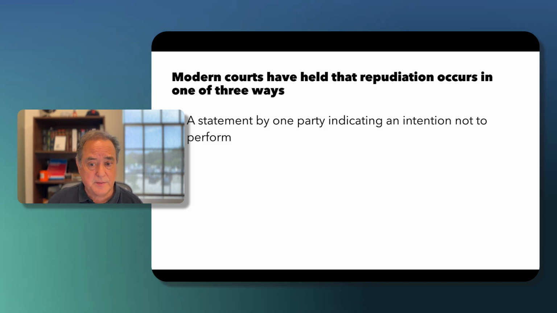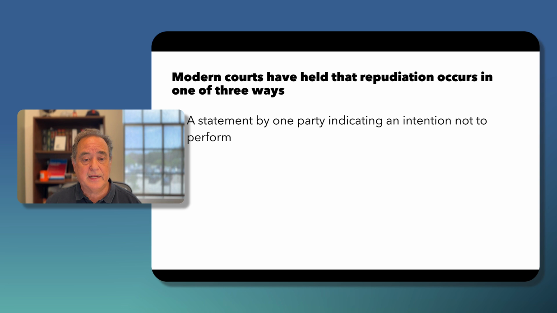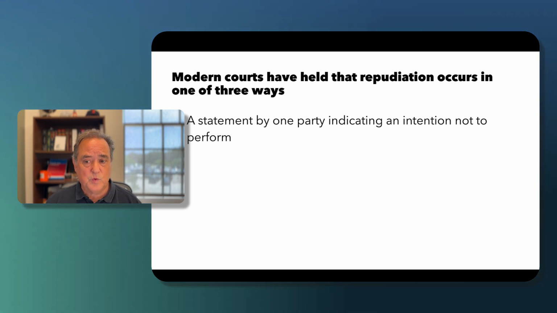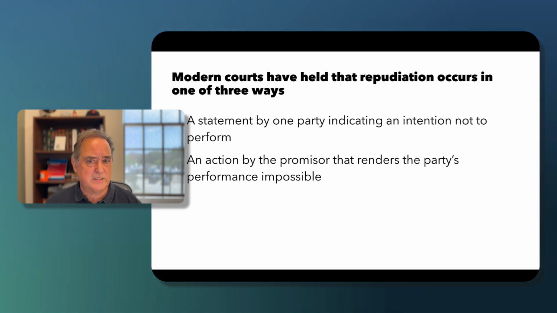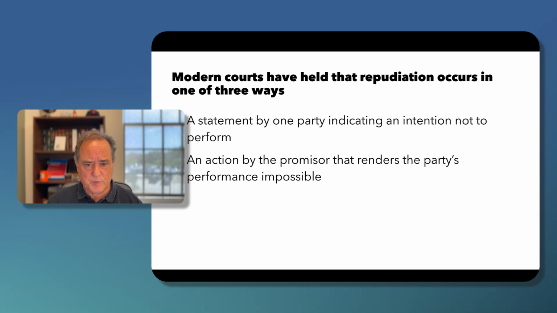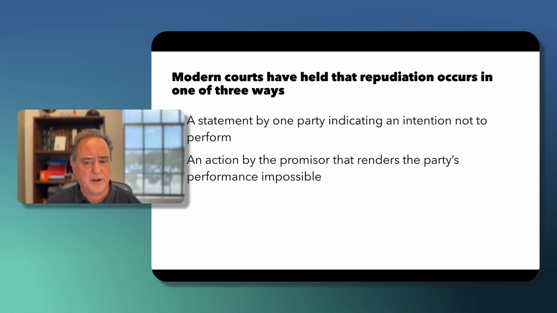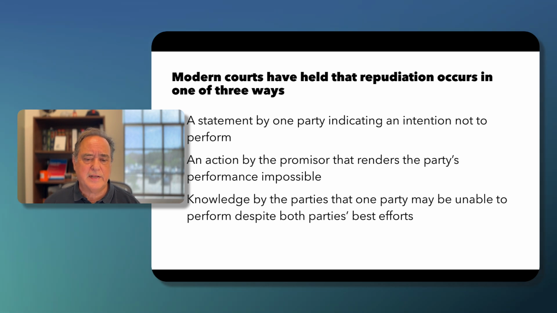Now, modern courts have held that repudiation occurs in one of three ways. First of all, a statement by one party indicating an intention not to perform, or an action by the promisor that renders the party's performance impossible, meaning, for instance, in a sale of goods, that the promisor sold the goods to another party, and knowledge by the parties that one party may be unable to perform despite both parties' best efforts.